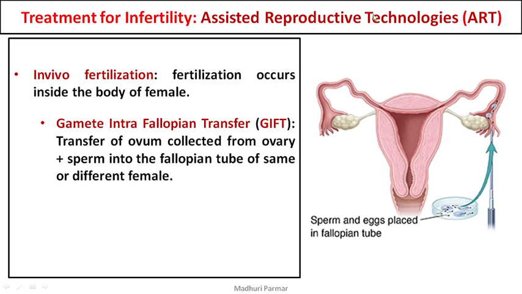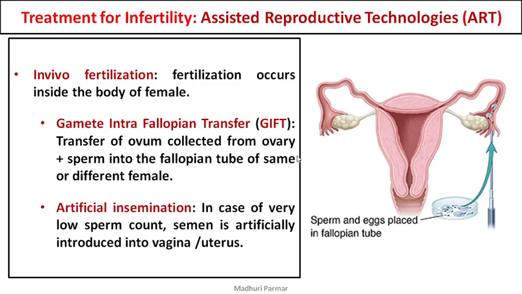This can be done in the same female from which the ovum are taken, or this can be done in any other surrogate mother as well. The second type of in vivo fertilization is artificial insemination. Now we had seen insemination is just release of semen in the reproductive tract of female, right? But artificial means you are doing it by hand. Now, this is done in case of low sperm count. That is, the sperm count is low, which means that sperms are not able to reach till ovum or that they are not very motile.